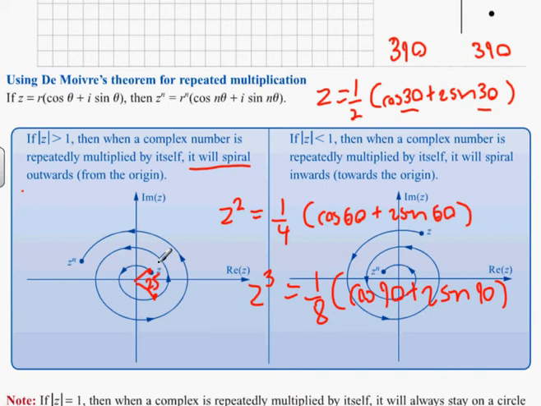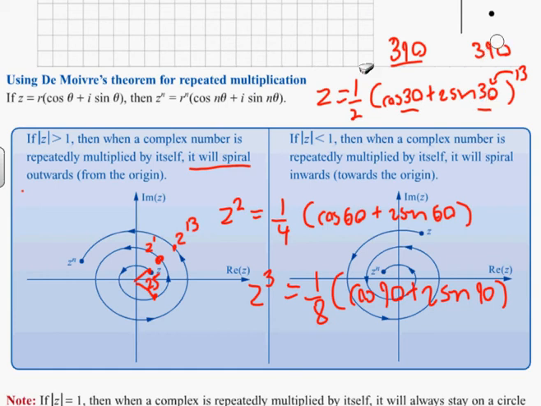If you imagine your first complex number is out here, that's z1. It's going to be z13 until they're back in line. Wait, how do you know that's z13? Because it's 390. It's the same as 30. And remember, it's your angle times the power on the outside. So 13 times 30 is 390.